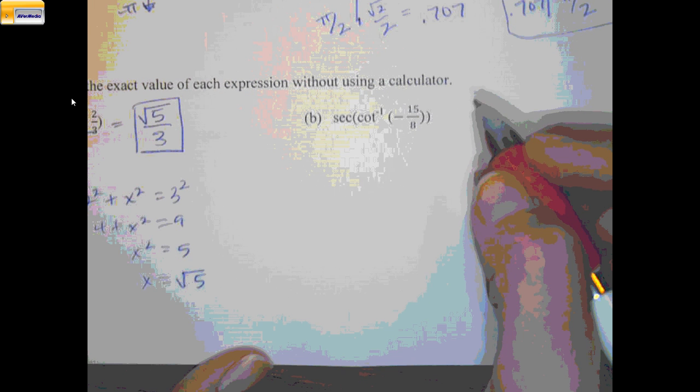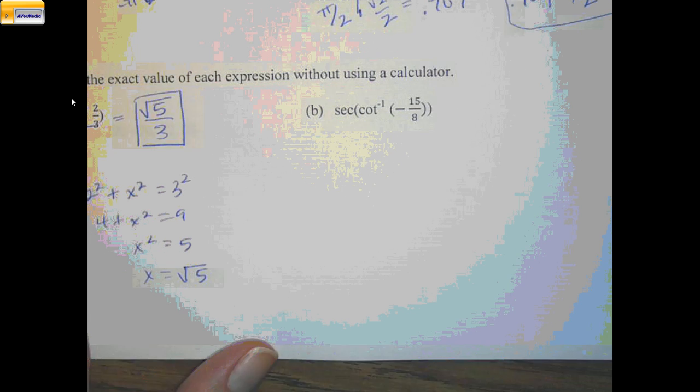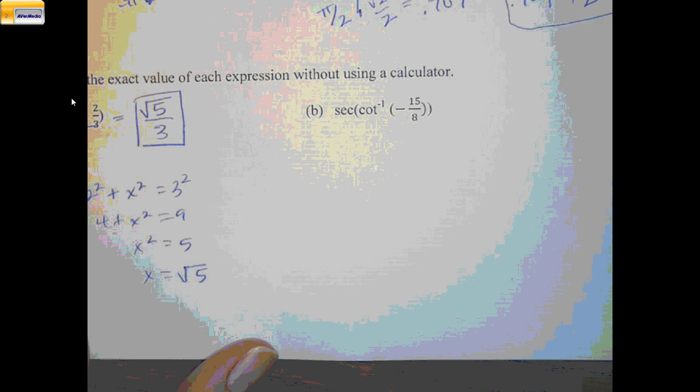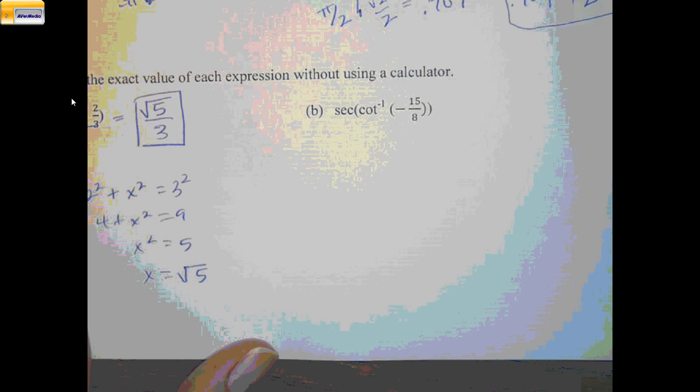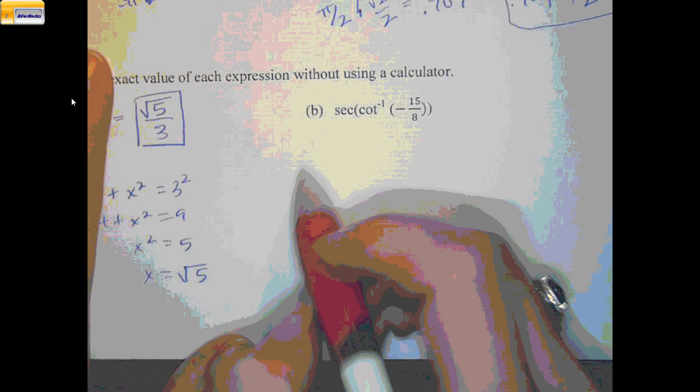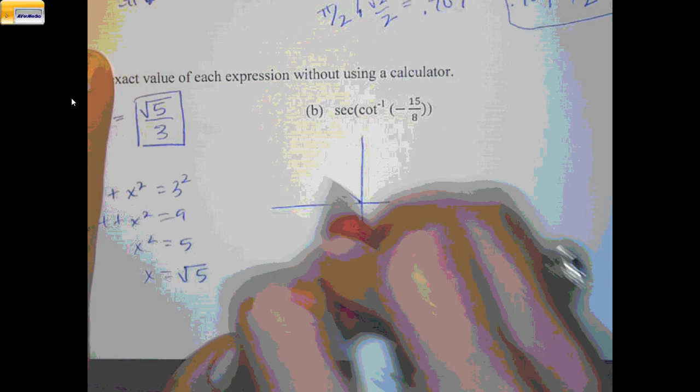Next one. Secant of the inverse of cotangent of negative 15/8. You're going to do it the same way. Cotangent, guys, can be in what quadrant? First or second? It's negative, so where is it? Second. Draw the triangle.